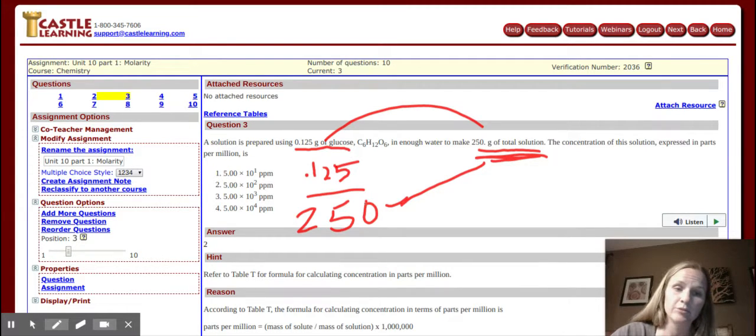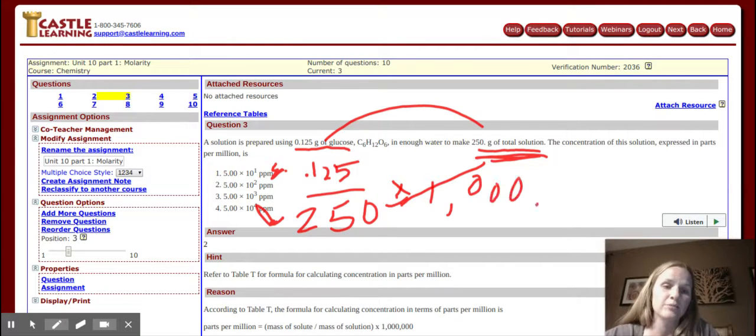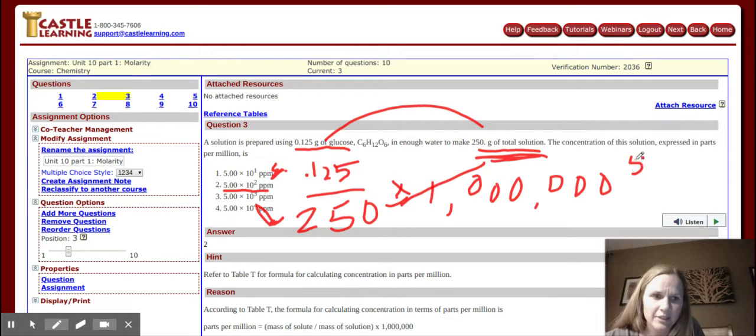It's grams of solute divided by grams of the total solution, times a million. So that's just 1 with 6 zeros. And then that should give me answer number 2, which is just in scientific notation. So you probably got an answer. How annoying of them to put it in scientific notation. Probably got an answer of like 500.